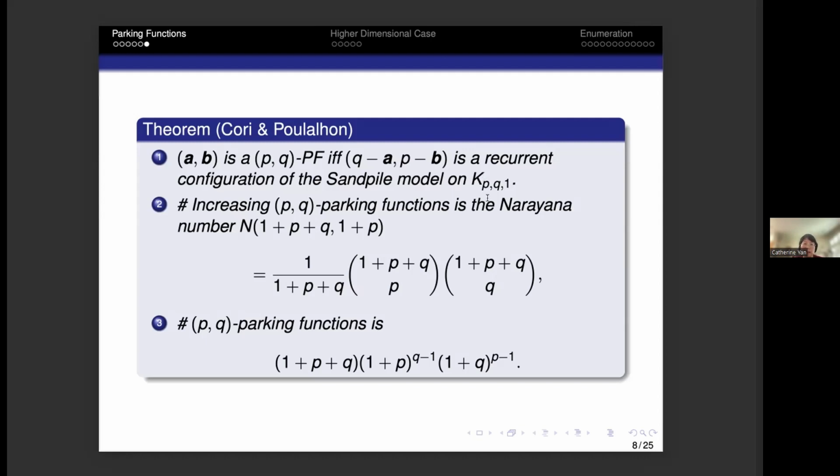The major result in Corey and Polahon's paper is that they give the number formulas for increasing parking functions and PQ parking functions. The increasing one is given by the Narayana number, while the number of PQ parking functions is given by this formula. The major part is a power, similar to the one you have seen in the classical case, with an additional factor.